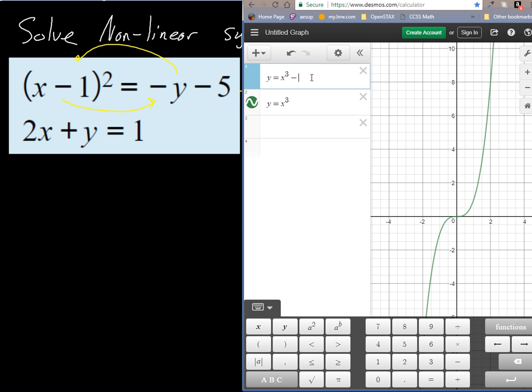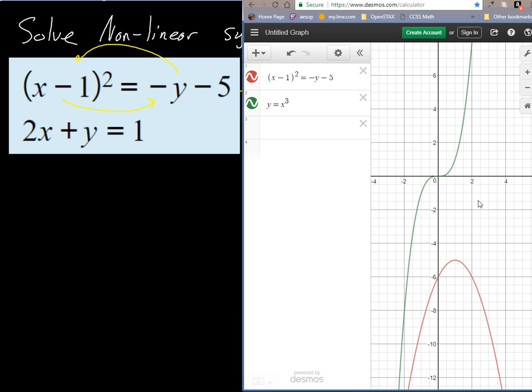I could just write it as is, right? I could write that as the quantity x minus 1 squared equals negative y minus 5. And I'm going to get, that's red, isn't it? So I'm getting the red parabola.